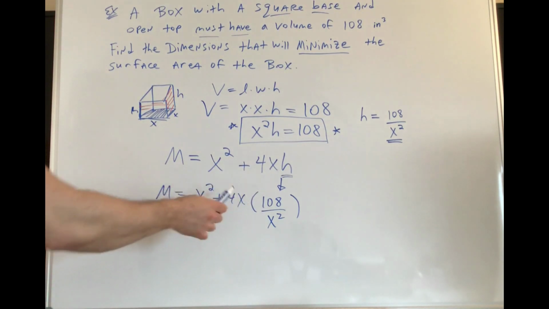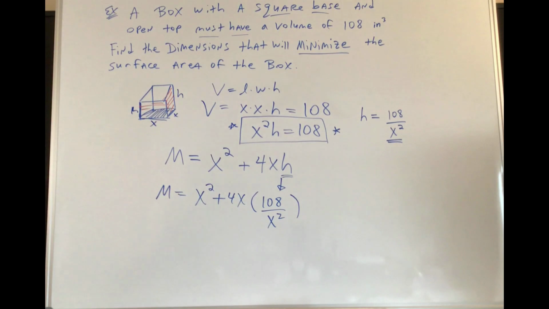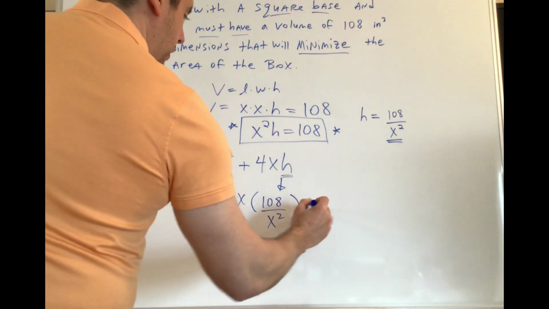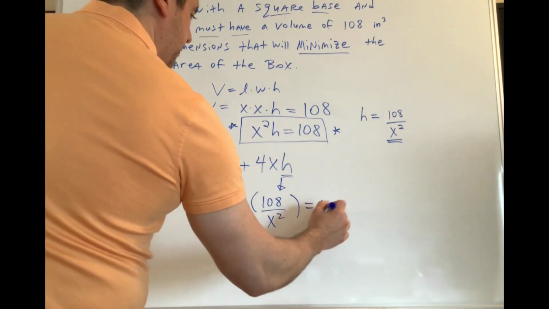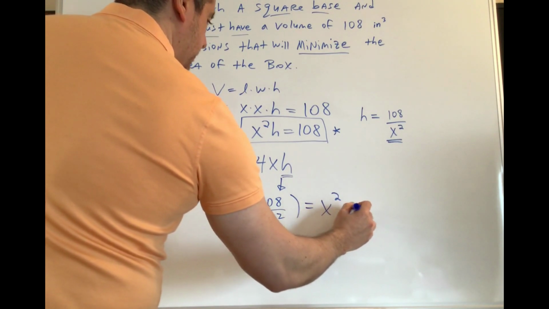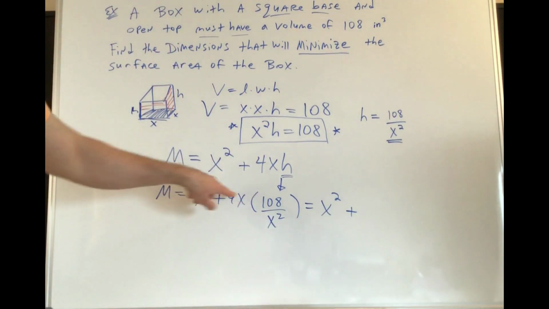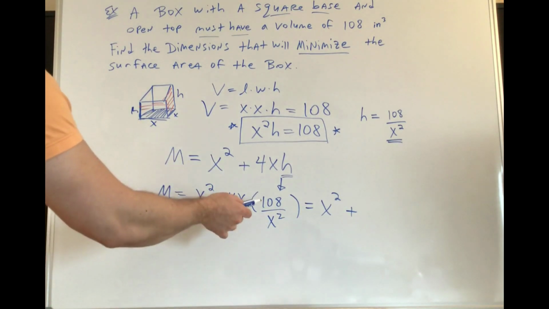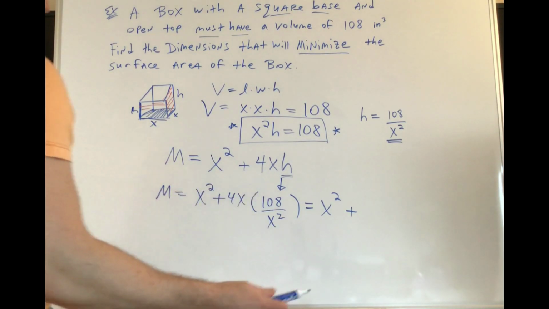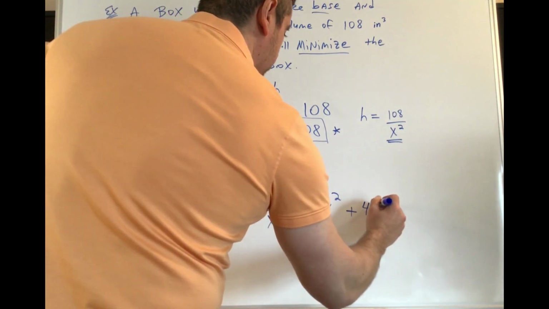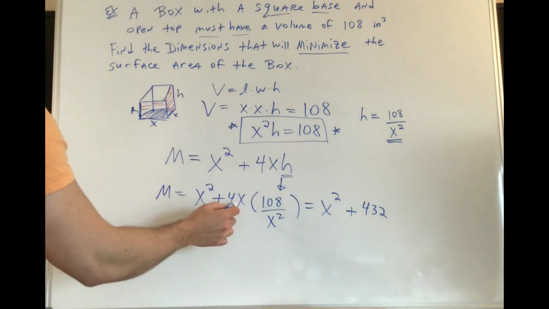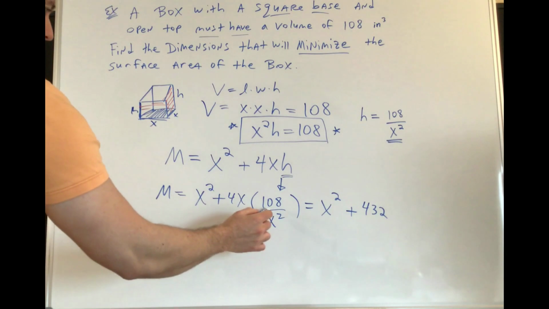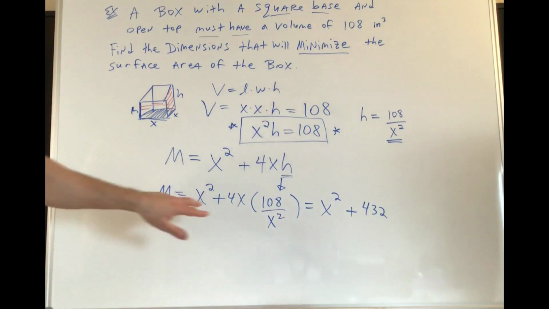You can't leave this like this. You do not want to attempt to take the derivative right now. You've got to neaten up before you do it. First of all, you don't have to multiply this, but I'm going to. 4 times 100 is 400, and 4 times 8 is 32, so I know what it is. Now here's the part that you've got to be really careful about. I have x and I have x squared.